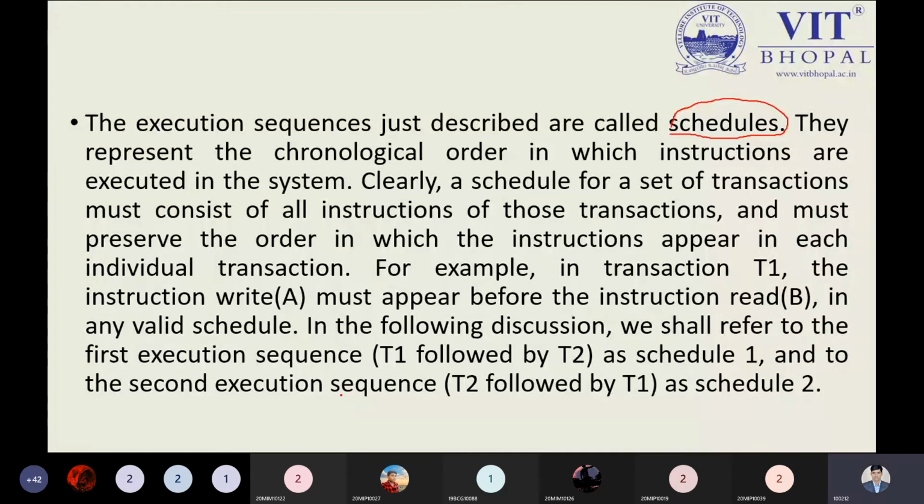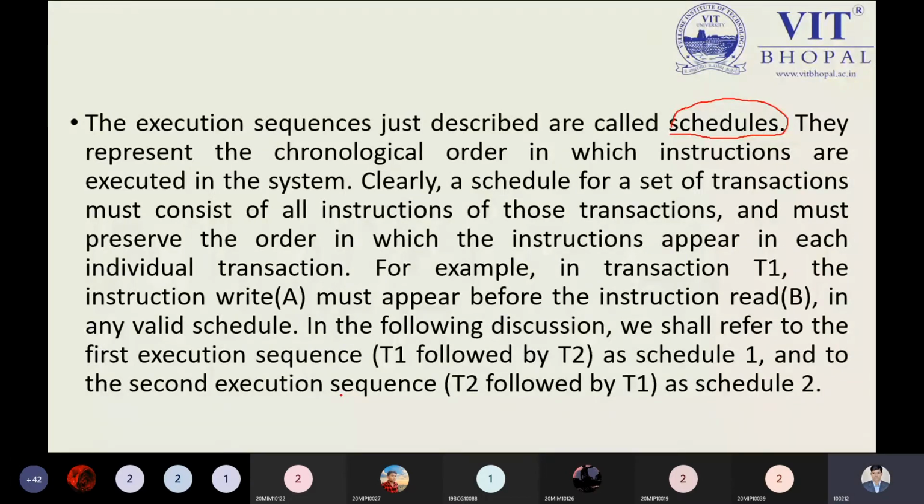They represent the chronological order in which the instructions are executed. Instructions means statements, operations, or tasks, a set of tasks executed in the system. Clearly, a schedule for a set of transactions must consist of all instructions of those transactions and must preserve the order in which the instructions appear in each individual transaction. So what is the order you are picking for executing your transaction? Based on the transaction, the values will be updated, so we will use updated values from the previous transactions.